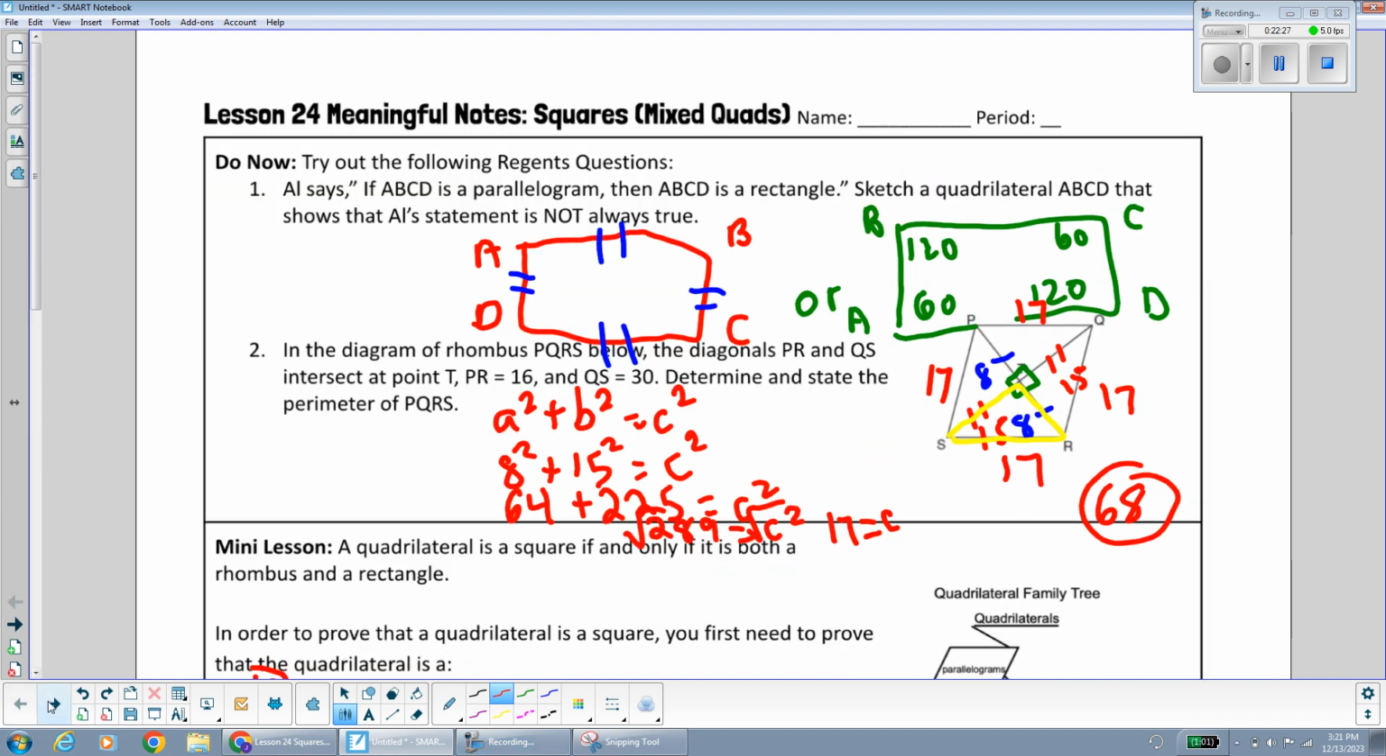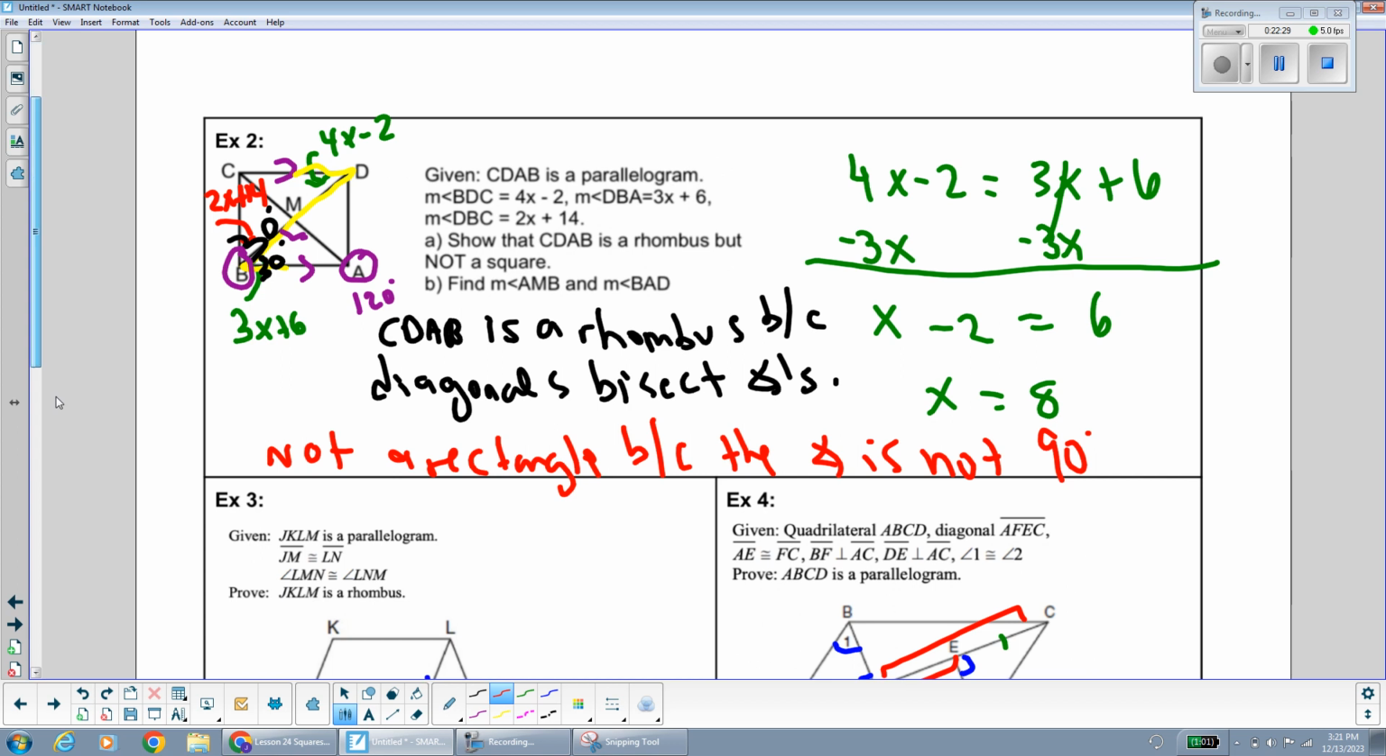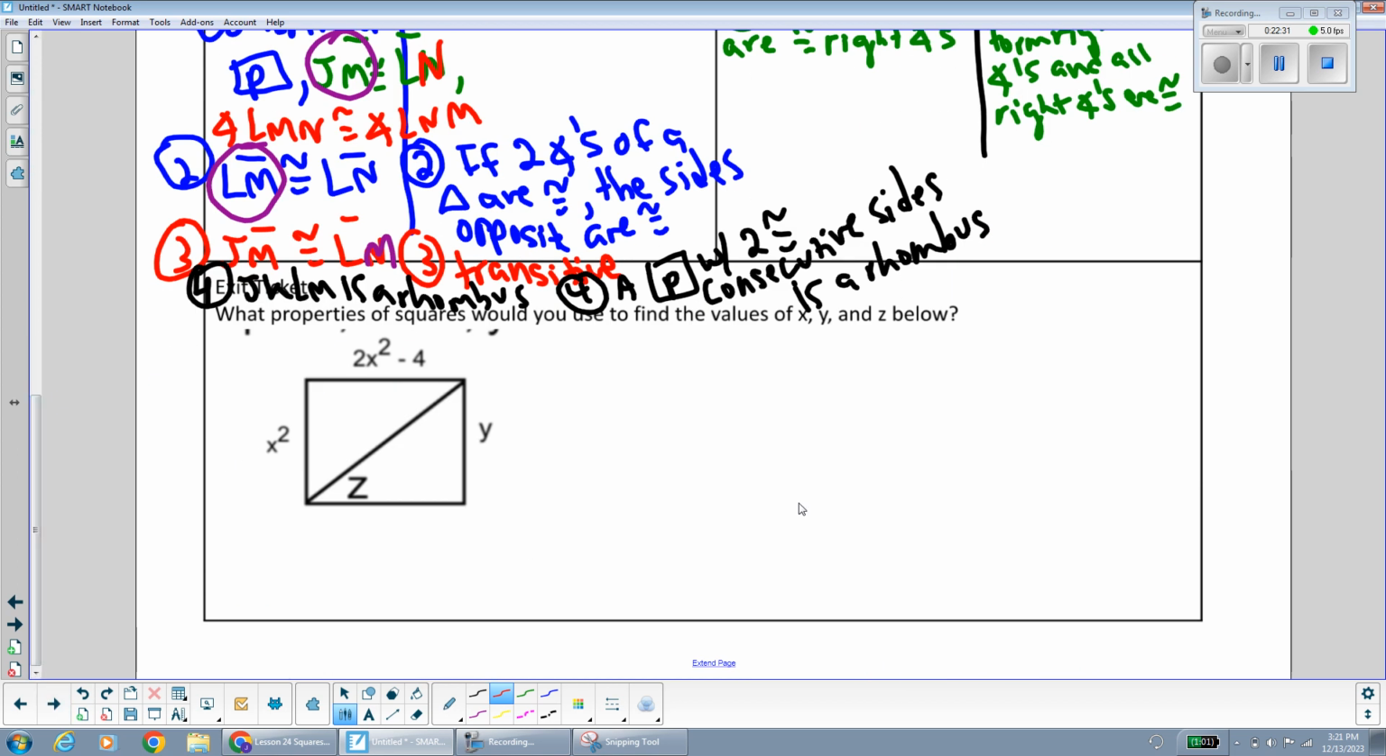Moving along to the exit ticket. Let me scroll down over here. I needed more space for that last one. What properties of squares would you use to find the values of x, y, and z below? Okay, so I know it's a square. So in a square, all sides are equal to each other. So I'm going to take x squared, and I'm going to set it equal to 2x squared minus 4 because they're both sides of the square and they have the same variable.